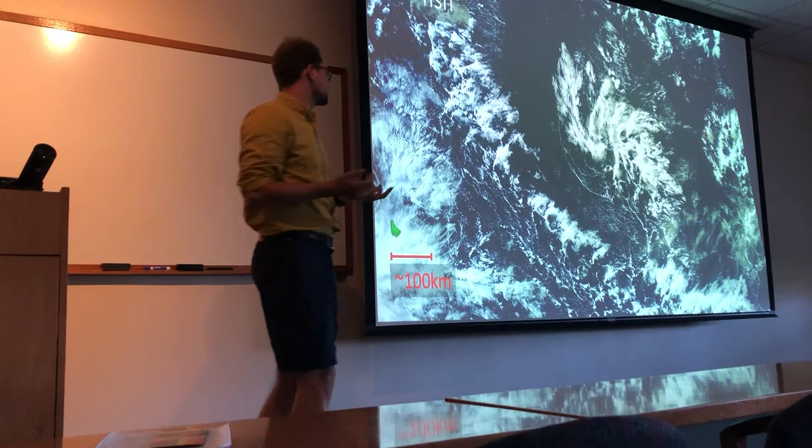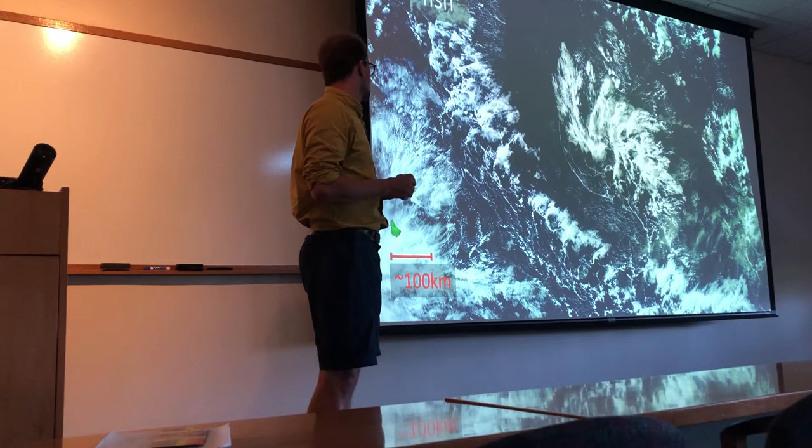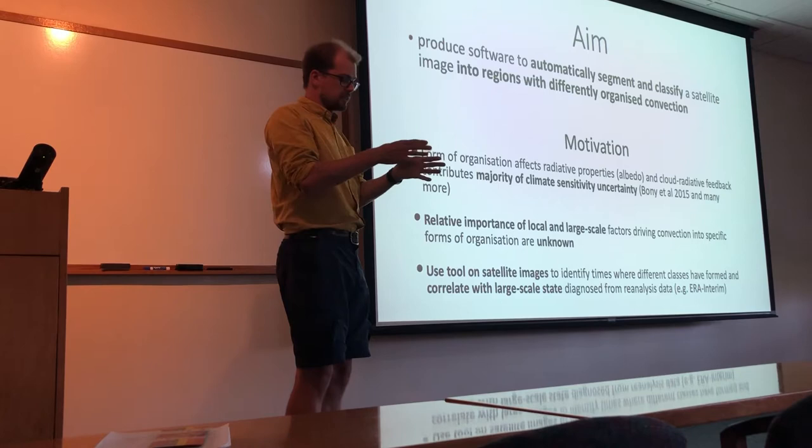I wonder if a computer can do this. It seems kind of arbitrary that we sit down and name some things that we think they look like, something we recognize in real life. Maybe a computer can work this out for itself. So that's what I set out to do for myself: to make a piece of software that could automatically segment and classify satellite images into these different regions of organized convection.